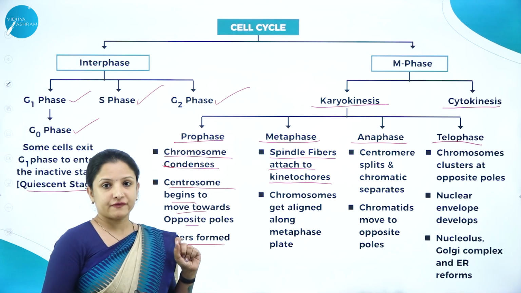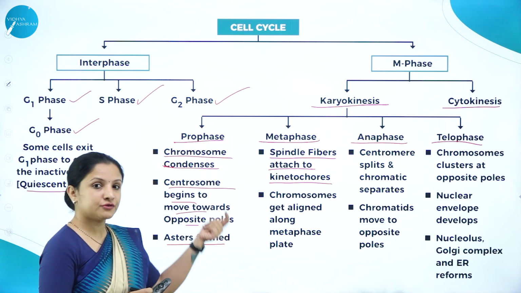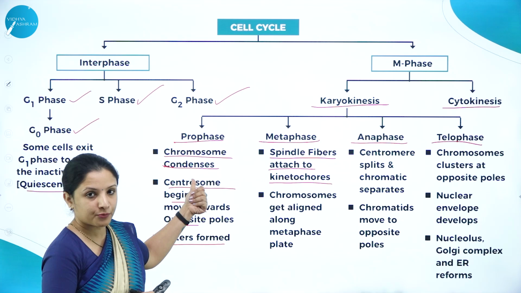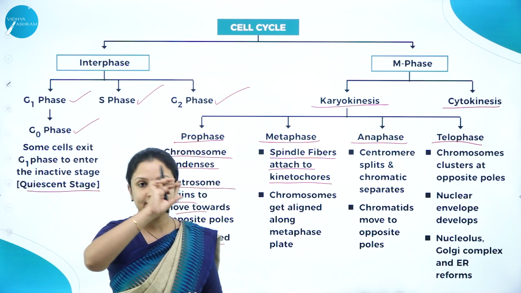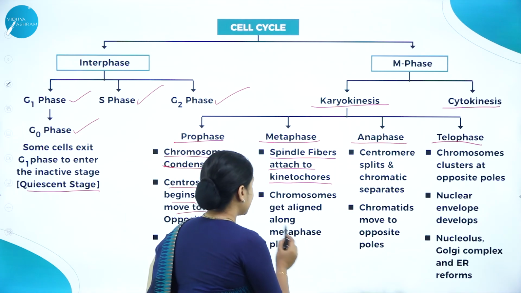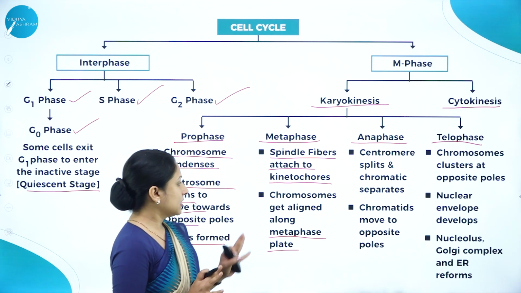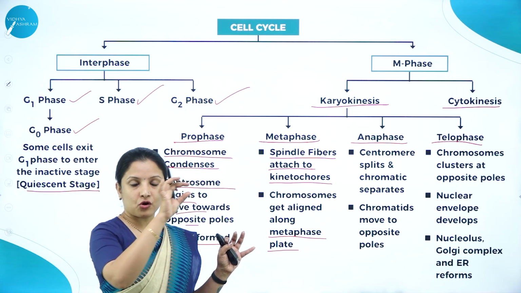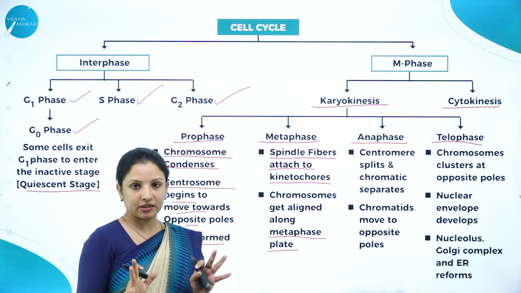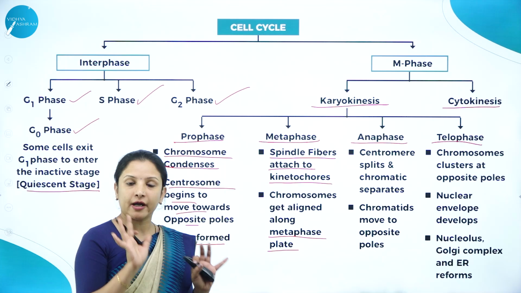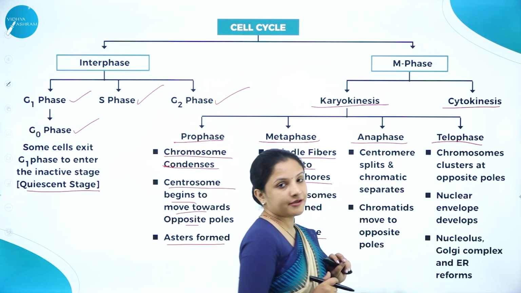Now, after the formation of the spindle fibers, the chromosomes, those thickened chromosomes from prophase, come and get aligned at one plane in the center, which is called the metaphase plate. That is what happens in metaphase. The chromosomes have aligned at the metaphase plate, the asters have produced the spindle fibers, and the spindle fibers are attached to the kinetochores present on the chromosomes. So much has occurred. After this, the cell enters anaphase.